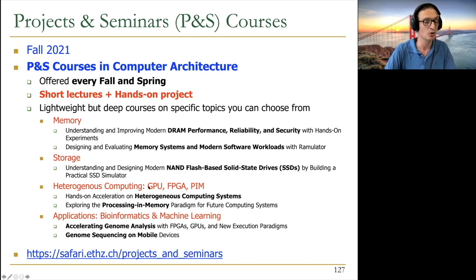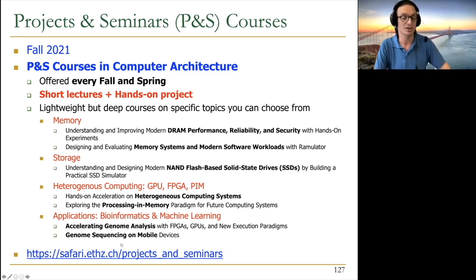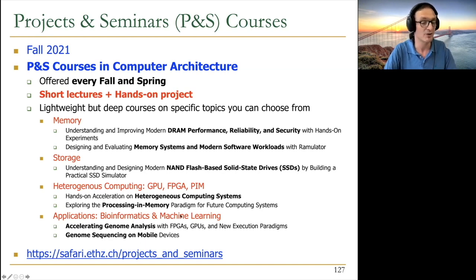Heterogeneous computing, both programming and architectural aspects: GPUs, FPGAs, processing in memory. There are 2 courses related to this, and there's a lot of exciting research that goes on. You can program the UPMEM computer, for example, or you can program FPGAs, for example. And finally, more application-oriented, but still hardware-software co-design type of courses. And some of them are actually just algorithms. You can develop algorithms to do better bioinformatics and machine learning as well. So these are the 2 courses over here.